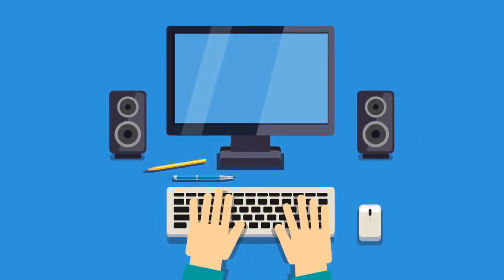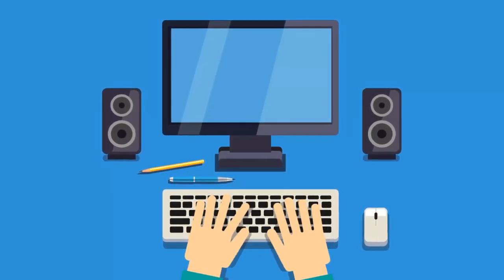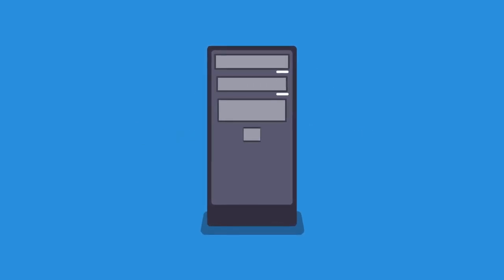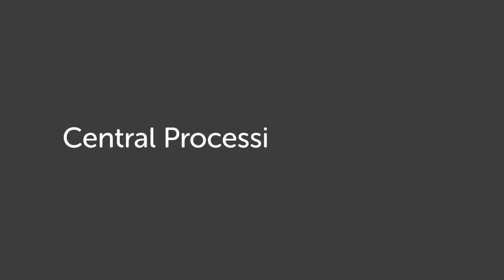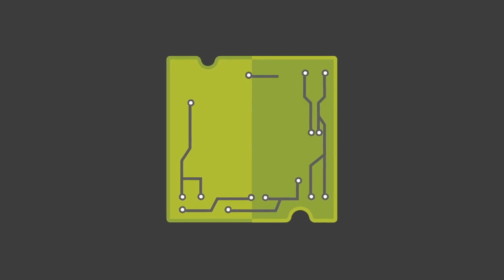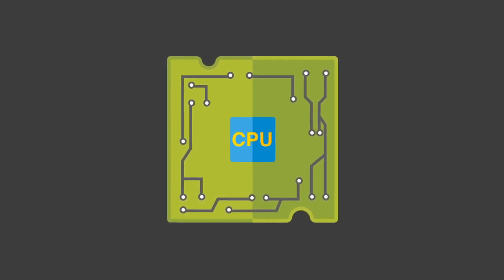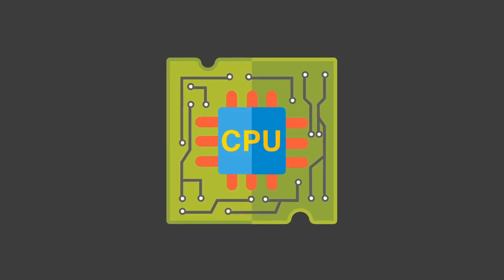Here are some examples of the most common types of hardware in a computer system. Computer case. The computer case is the metal or plastic box that holds the brains of the computer. Central processing unit. The central processing unit, CPU, is the brains of the computer. Anytime you click the mouse or press a key on the keyboard, you are sending instructions to the CPU.